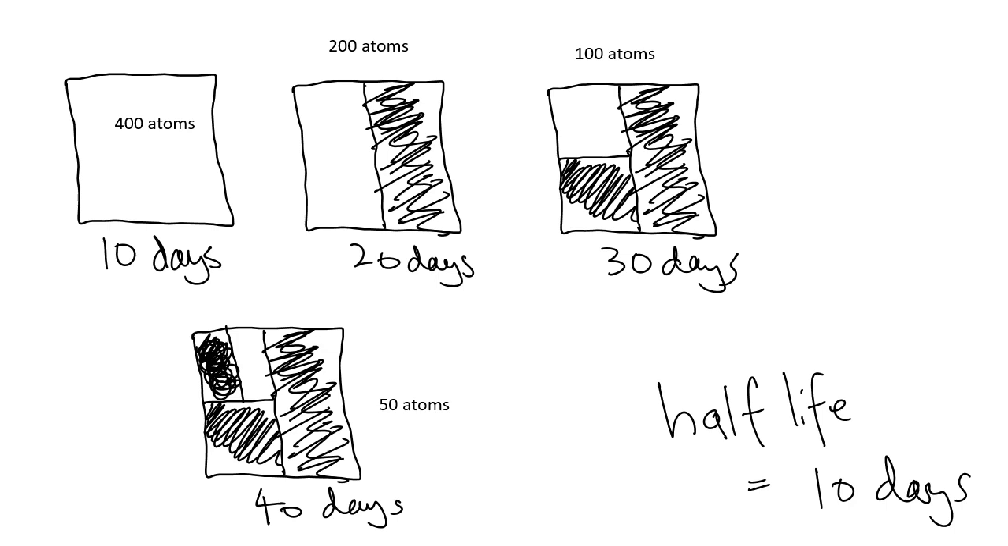Right, radioactivity. What is half-life? Imagine the half-life of this substance is 10 days. Let's just start off with 800 atoms. After 10 days, you've got 400 atoms. After 20 days, you've got 200 atoms. After 30 days, you've got 100 atoms. After 40 days, you've got 50 atoms. So the atoms get halved every time.